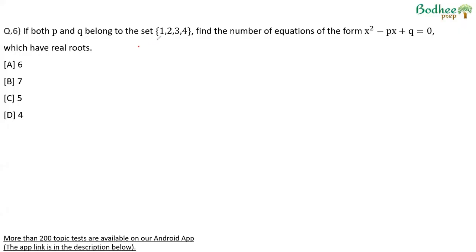If both p and q belong to the set {1, 2, 3, 4}, find the number of equations of the form x² − px + q = 0 which have real roots. Now for real roots, p² − 4ac has to be greater than or equal to 0. So p² − 4q has to be greater than or equal to 0.